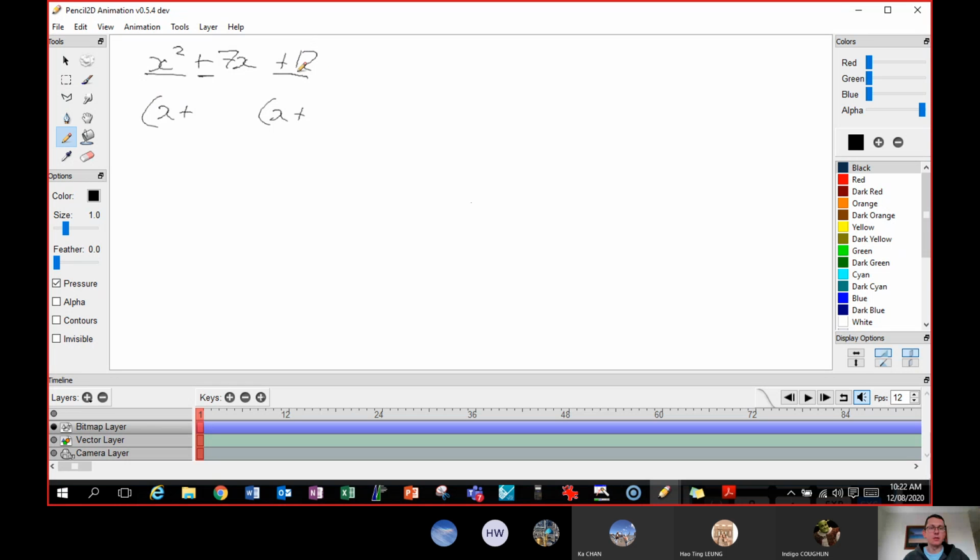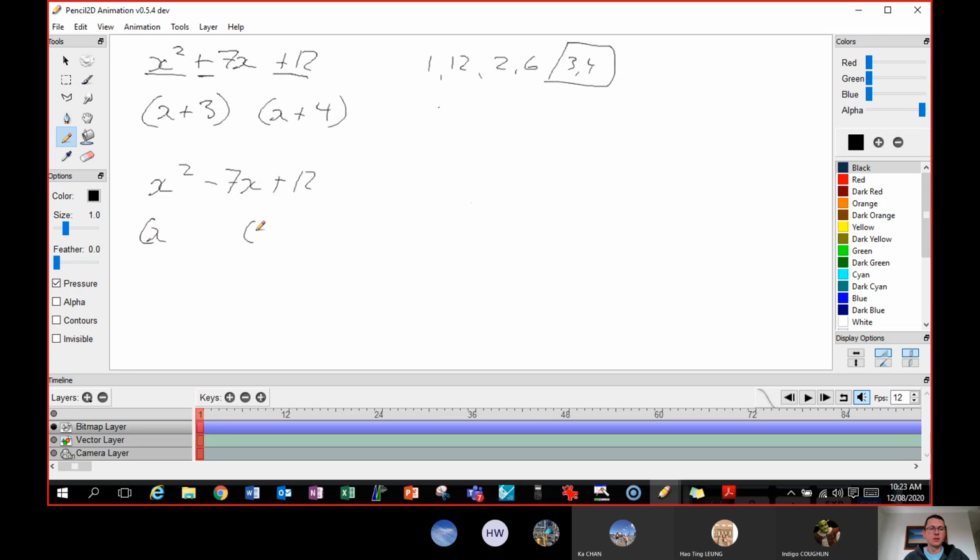I'm thinking now of factors of 12. 1 and 12. 2 and 6. Or 3 and 4. I need the multiplication of these to add up to 7. That would be 3 and 4. 3x, 4x, they're both positive, gives me 7x. Another way. Similar question, slightly different. Same process, x squared.